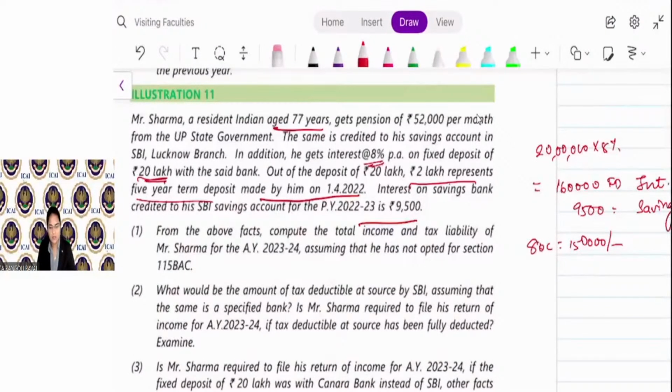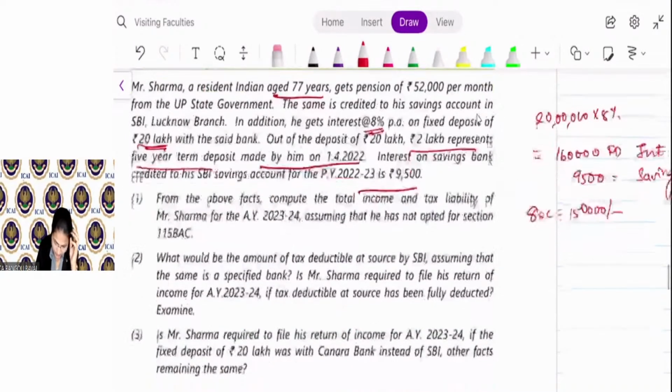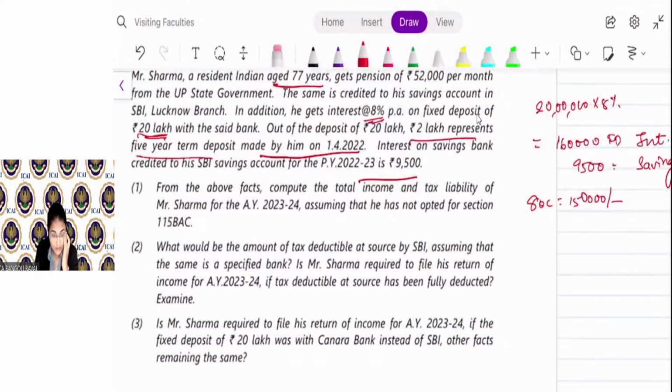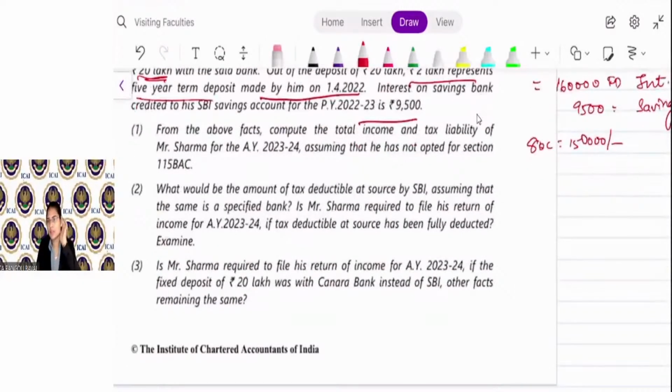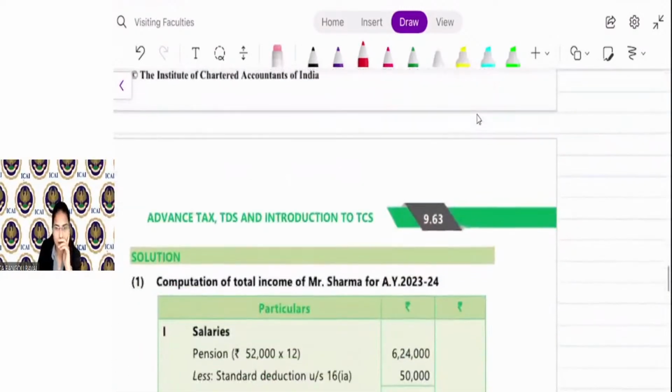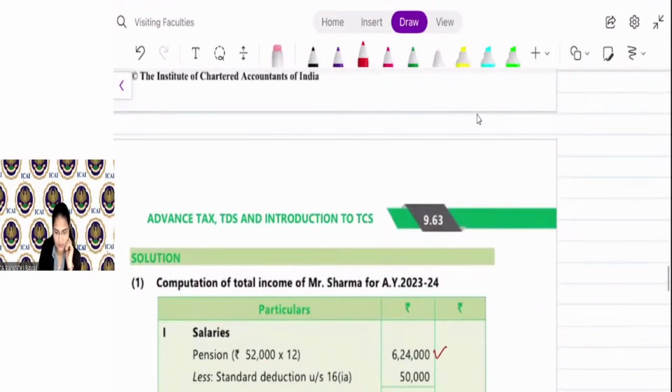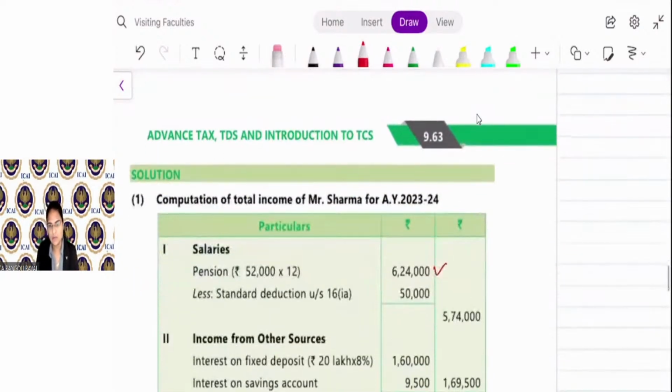So what is his total income? Calculate the total income and tax liability. In total income, there is a pension of 52,000 per month. So what is the amount of pension? It comes to 6,25,000. Pension is covered under salary. So the standard deduction of 50,000 is available. So net salary income, that is net taxable pension, is 5,74,000.